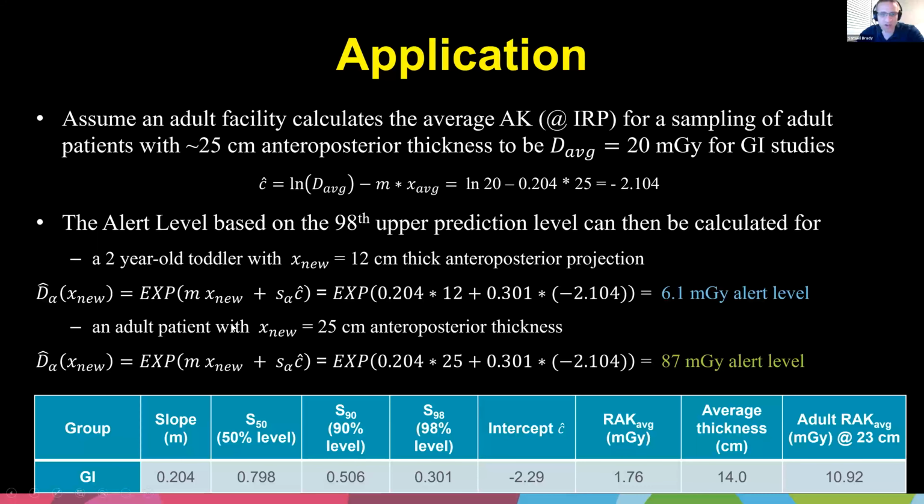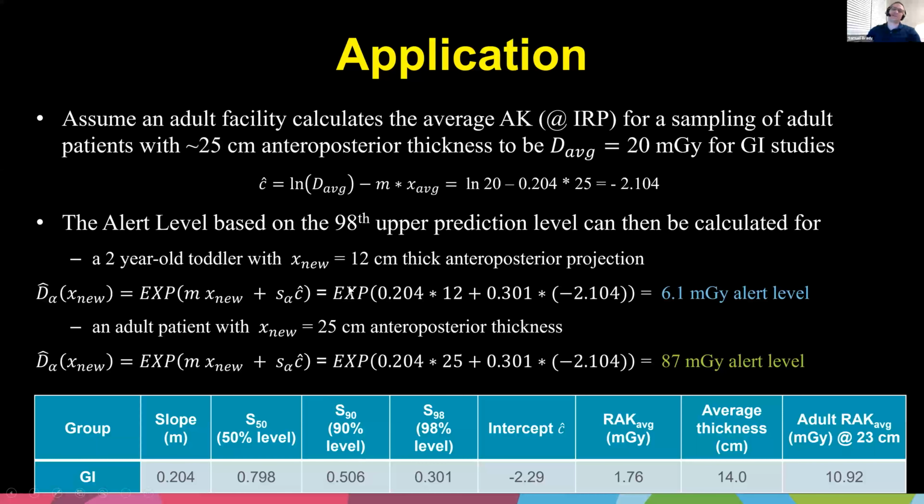So now you could do the same thing for a 25 centimeter patient. If you want to set an alert level, you just do the same thing: get the M slope times the patient's thickness, 25. You're doing it for the 1%, 0.3, and then your scaling factor you already calculated. So the alert level now for a 25 centimeter person getting a GI would be 87 milligray.